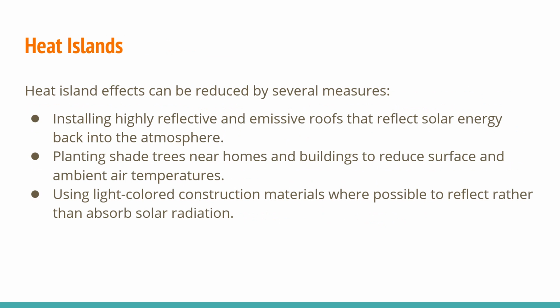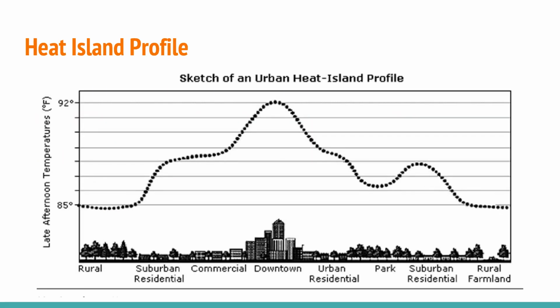Now, heat island effects can be reduced by several measures. We can start by installing highly reflective and emissive roofs that reflect solar energy back into the atmosphere. We can plant shade trees around homes and buildings to reduce the surface and ambient air temperatures. And by using light-colored construction materials where possible, we are focusing on reflecting that light rather than the dark materials which would be absorbing and causing the building to heat up.